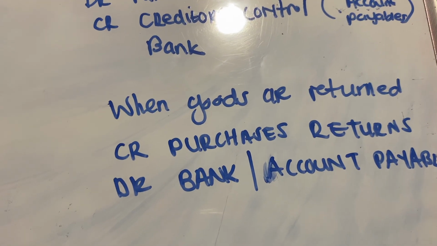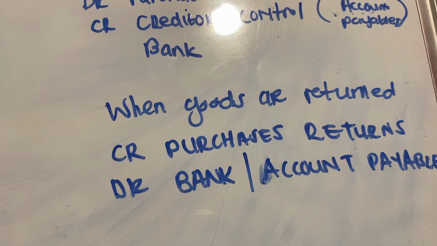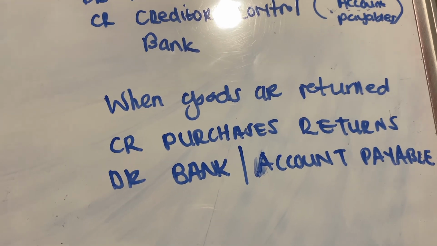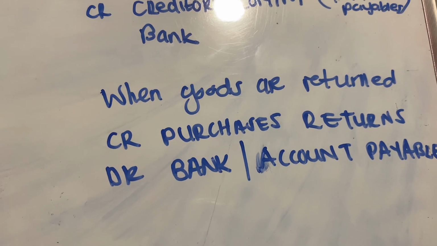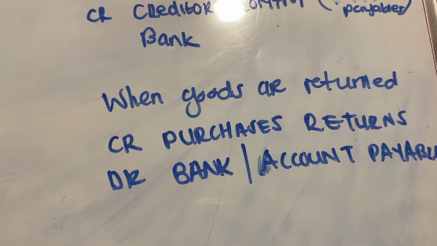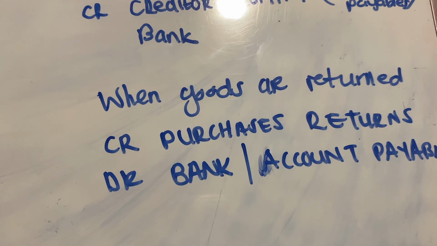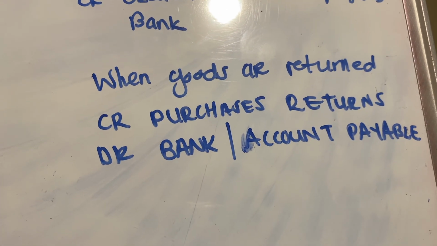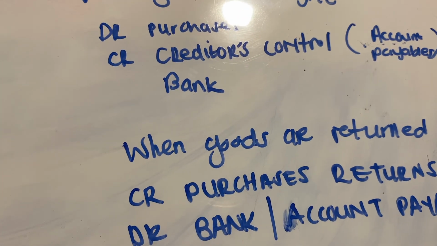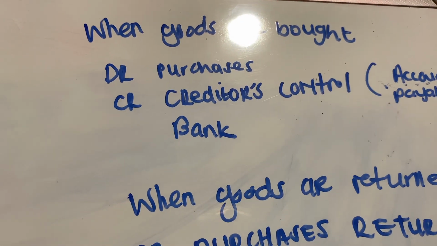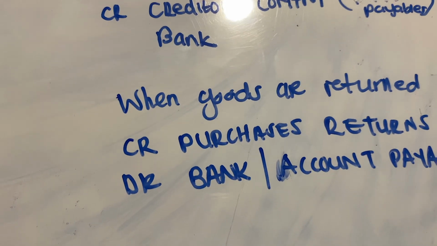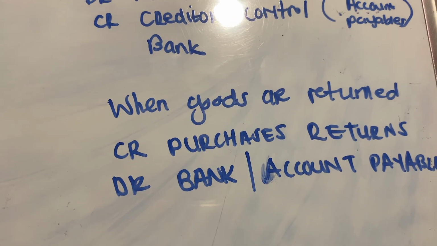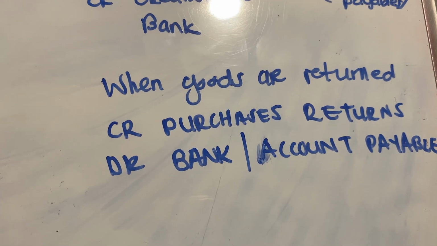Then when goods are returned, you are going to credit purchases returns, and then you're going to debit bank and/or accounts payable. It depends whether the company bought the goods on cash or on credit. So basically, this is a reverse of this transaction. Think of it as a reverse of the buying of goods transaction. So if goods are not being bought, they're being returned back. So you just swap the accounts. But instead of having purchases now, you're going to have purchases returns.